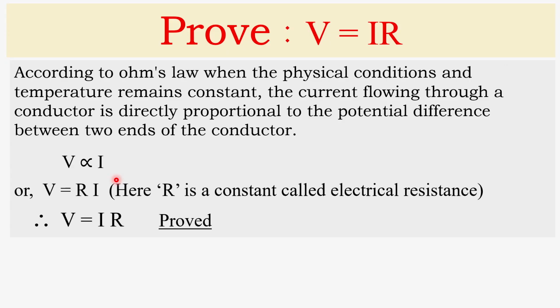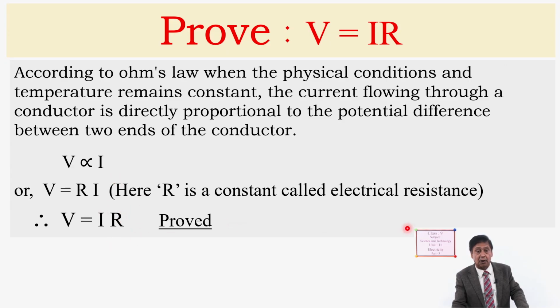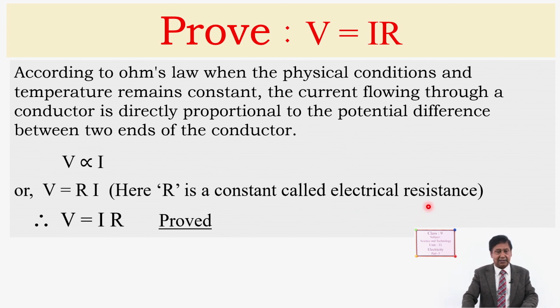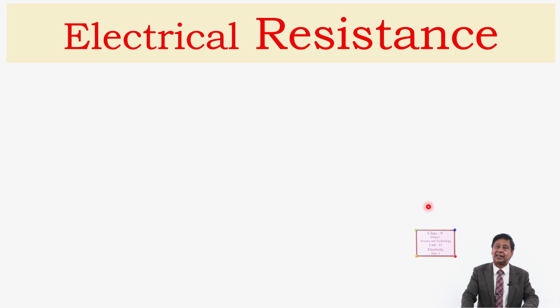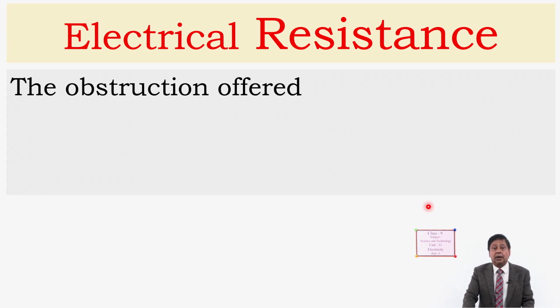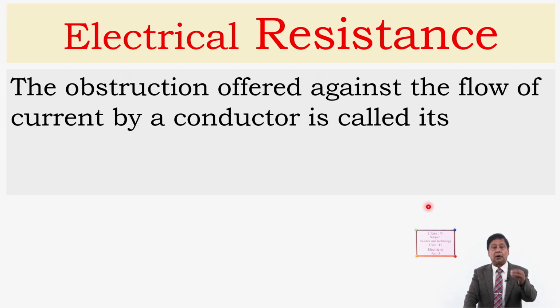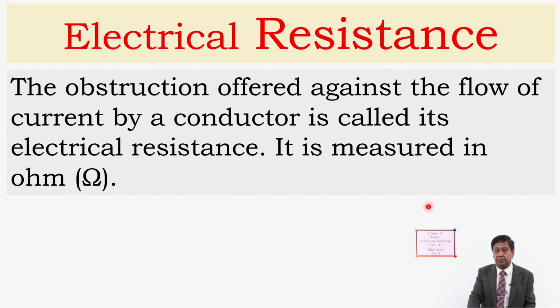Okay, now it's time to talk about this resistance. I told you about V also, I also, but resistance is a new term. Just now we decided that R is constant. The ratio of V and I is called R. It is a constant. And how can we define this constant? Electrical resistance can be defined this way. The obstruction offered against the flow of current by a conductor is called its electrical resistance. It is measured in ohm.